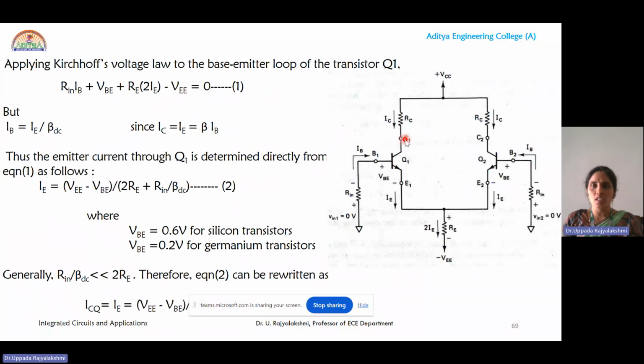Now we are going to determine the quiescent voltage, that is VCE. From the circuit you can see VCE is nothing but the voltage at the collector terminal minus the voltage at the emitter terminal. The voltage at the collector terminal is VCC minus the drop at RC, so VCC minus IC RC. Similarly, the voltage at the emitter terminal is equal to minus VBE, because VBE is VB minus VE, but VB is grounded because we are evaluating the DC analysis. The AC signal is 0, so VB will be 0 and VE is directly equal to minus VBE.